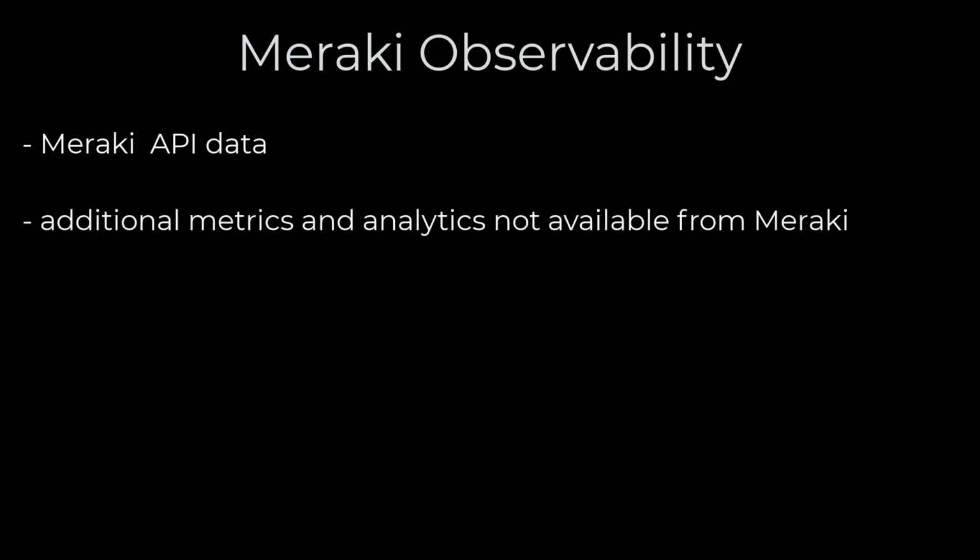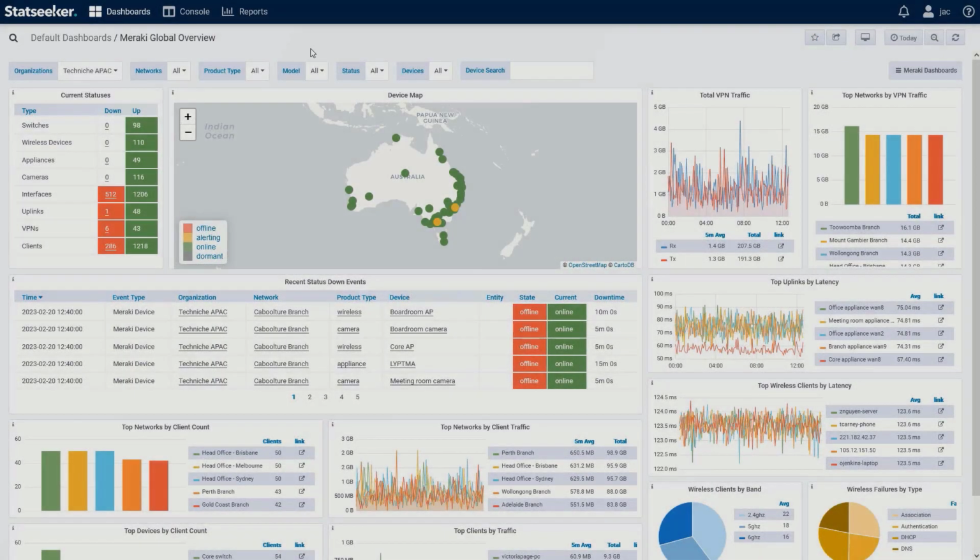The first of these is Meraki Observability. With Statseeker monitoring your Meraki environments, you'll get the data available via Meraki's own monitoring system, additional metrics and analytics not available from Meraki, and some data at a finer granularity than can be collected from Meraki alone. Statseeker provides 7 dashboards and 2 reports out of the box, and you have the option to create your own custom content as needed.